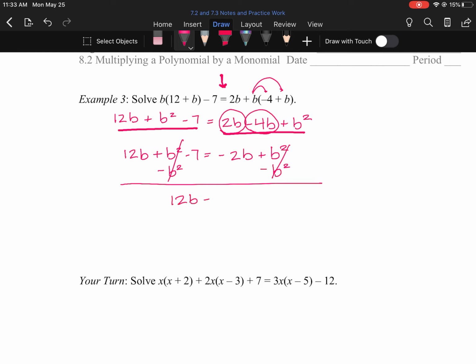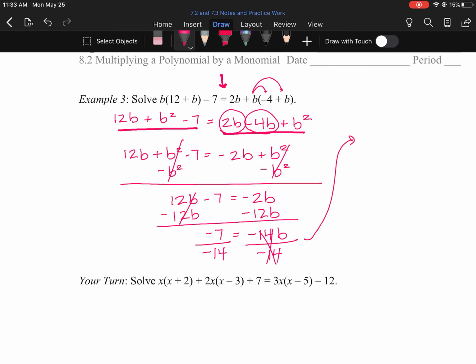So now I have 12b minus 7 equals negative 2b. So I'm going to subtract 12b from both sides. We get negative 7 equals negative 14b. And then divide everything by negative 14. Don't you dare write 2. So negative is positive. Where is that larger number? 14's on the bottom, so 2 goes on the bottom, 1 goes on the top.